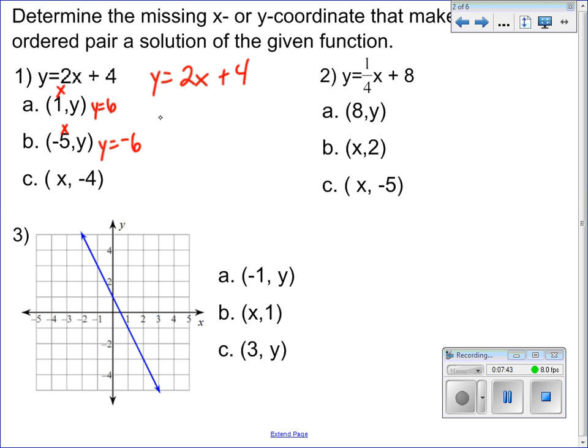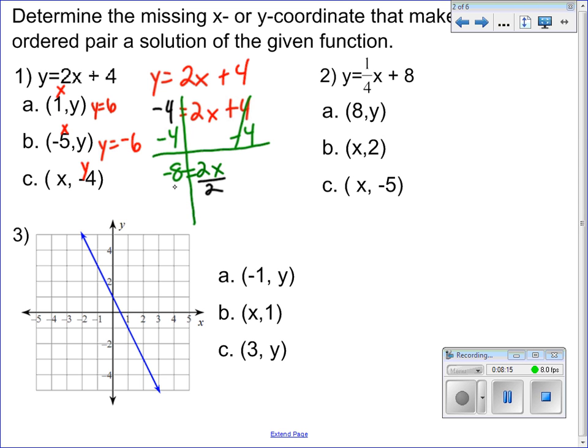Option C is a little bit different because instead of missing y, we're now missing x. So we know the value for y, so that's what we're going to plug in. We're going to get negative 4 equals 2 times x plus 4. So now we have an equation that we have to solve for x. We're going to subtract 4 from both sides because we always add or subtract first. This goes away. Negative 4 minus 4 is negative 8, and that equals 2x. Now we're going to divide by 2, and then x equals negative 4.